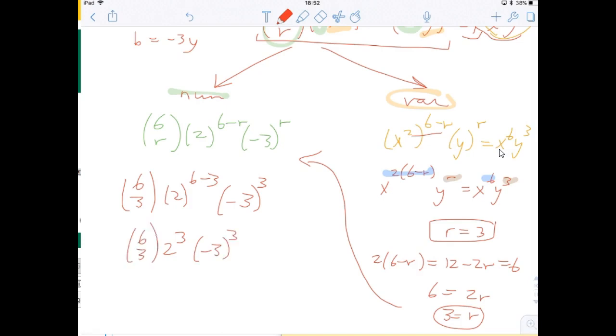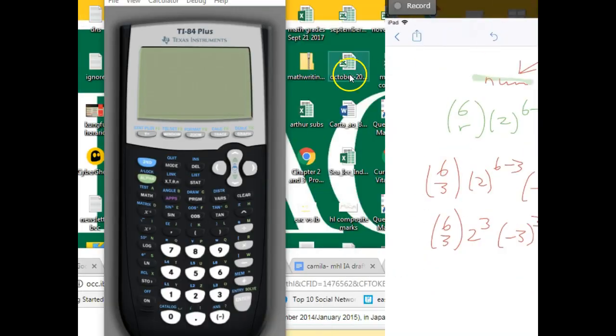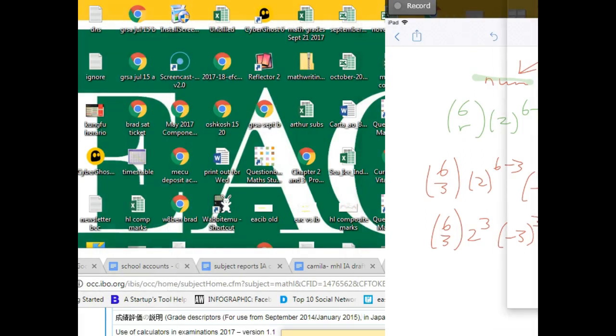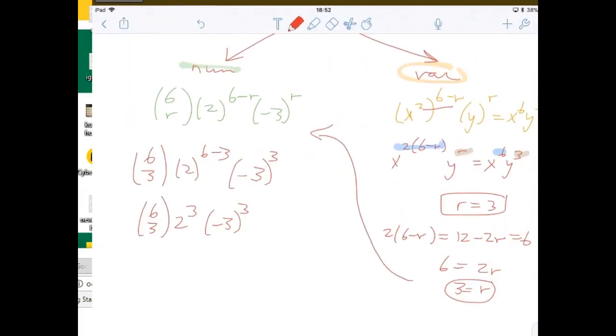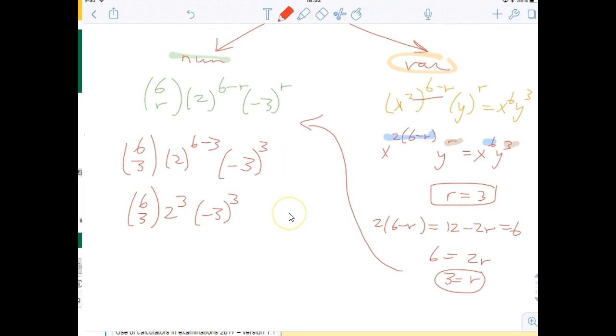6 chooses 3, according to my calculator. I do math, probability, nCr, 6 chooses 3. 20. I could have probably figured that out with Pascal's triangle or with the formula for combinations. Okay, so 6 chooses 3 is 20.